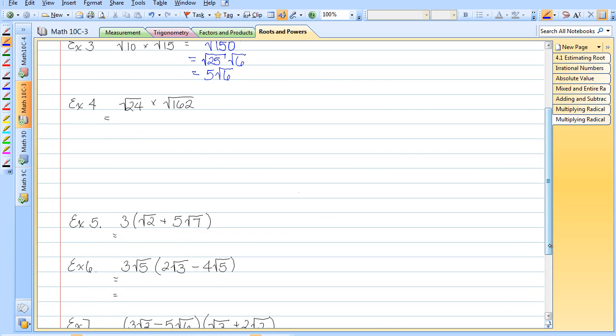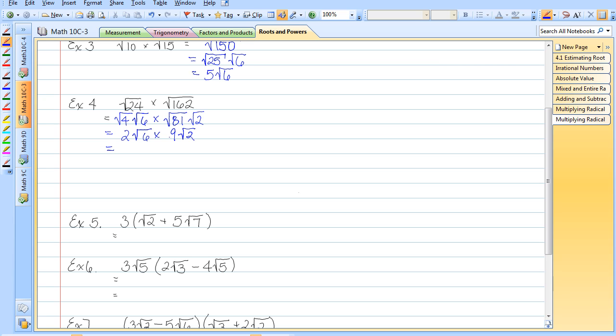Now taking a look at example number 4, we have a couple of ways to handle this. First off, we could figure out what 24 times 162 is, but then the number becomes very, very large and finding any perfect square factors becomes difficult. So it's a lot easier to simplify ahead of time. Root 24 we know is the same as root 4 times root 6. Root 162 is the same as root 81 times root 2. Simplified then, we have 2 root 6 times 9 root 2.